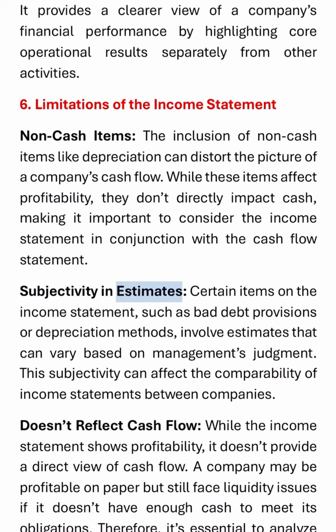Subjectivity and estimates. Certain items on the income statement, such as bad debt provisions or depreciation methods, involve estimates that can vary based on management's judgment. This subjectivity can affect the comparability of income statements between companies.